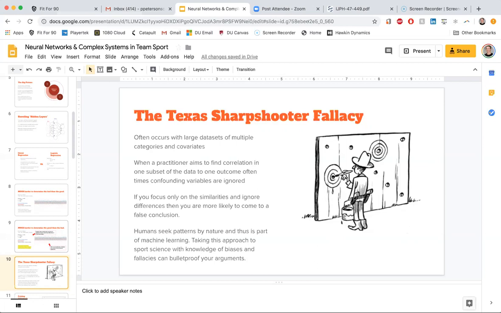This just comes back to this fallacy, this Texas sharpshooter story, where if I'm a sharpshooter, I don't go up to a wall, just start blasting holes in it, and then determine where I'm going to paint targets. You have to have your predetermined KPIs, your predetermined interventions that you're going to look at before you really start to dig and think about what types of things you can make inferences on. Humans seek patterns by nature, and this is what machine learning is trying to do. Take this approach to sports science with knowledge of your biases and your fallacies, and you can start to bulletproof your arguments.